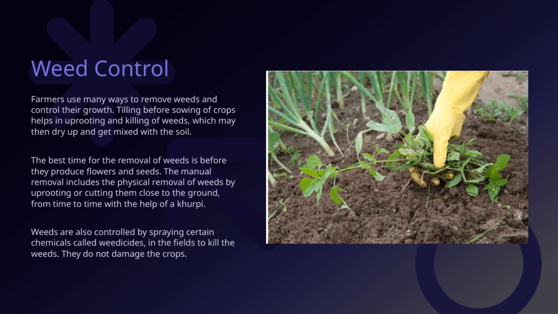Tilling helps uproot and kill weeds, which then dry up and get mixed into the soil, making it less likely for them to grow back. Proper weed control is essential because weeds compete with crops for nutrients, water, and sunlight, which can reduce crop yields. So, managing weeds through these various methods helps maintain healthy, productive fields and contributes to better farming outcomes overall.